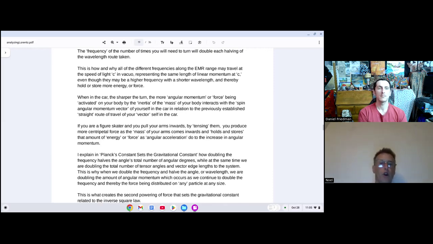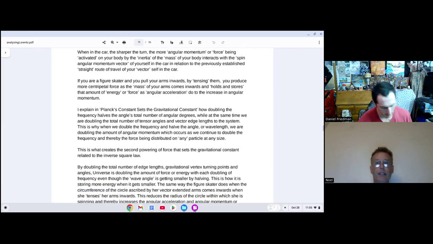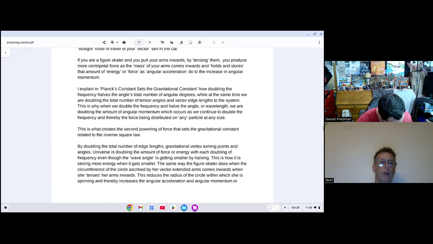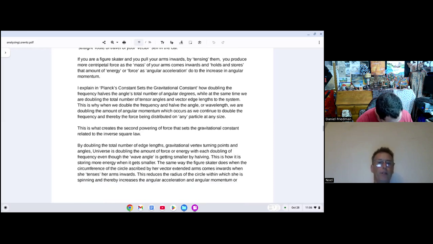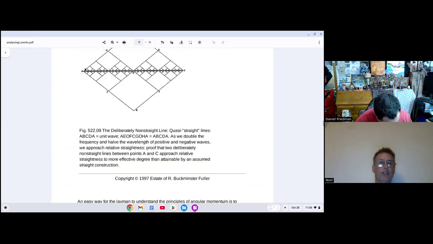So when in the car, the sharper the turn, the more angular momentum or force being activated on your body by the inertia, right? Now, if you're a figure skater and you pull your arms inwards when you're spinning, by tensing them, you produce more centripetal force as the mass of your arms comes inwards and holds and stores that amount of energy or force as angular acceleration due to the increase in angular momentum. So the more times you have to turn, the more angular momentum you have and the more force that's being created within that associative principle.